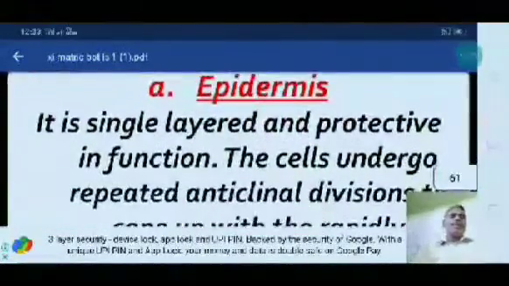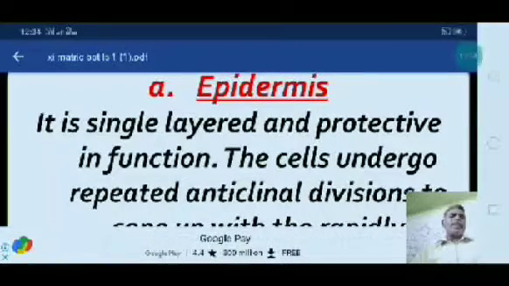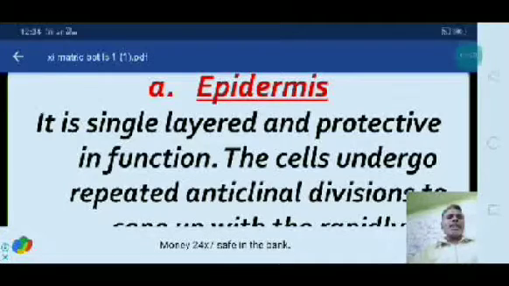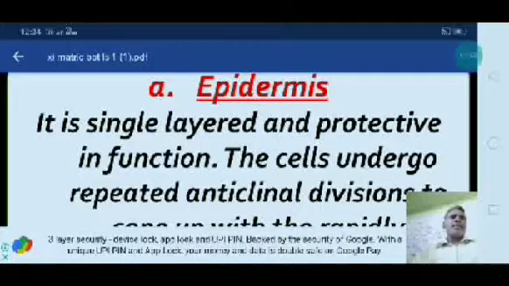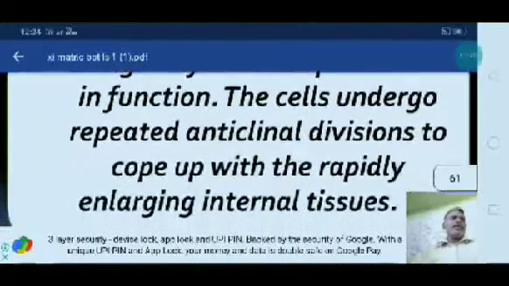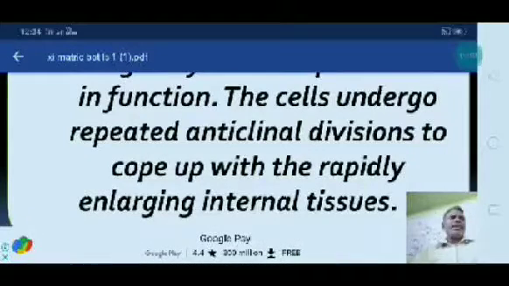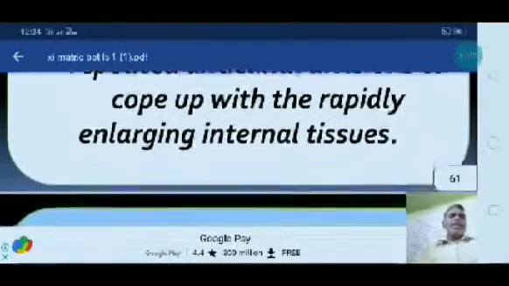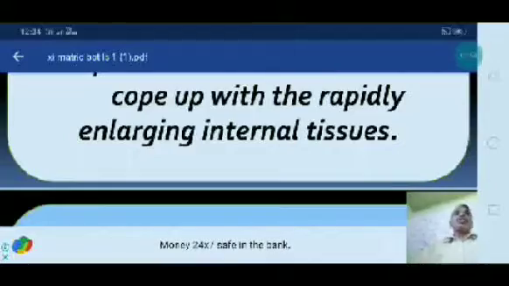First one, epidermis. It is a single layer and protective in function. It protects the inner parts of the structure; the most important function is protection. The cells undergo repeated anticlinal division to cope with the rapidly enlarging internal tissues.